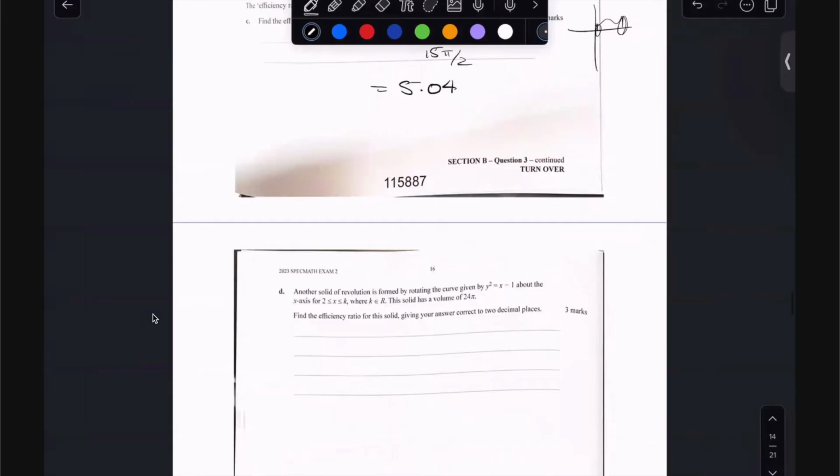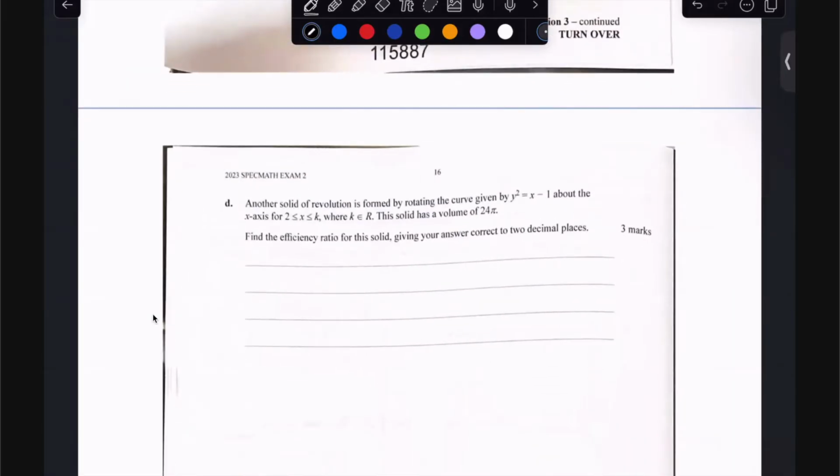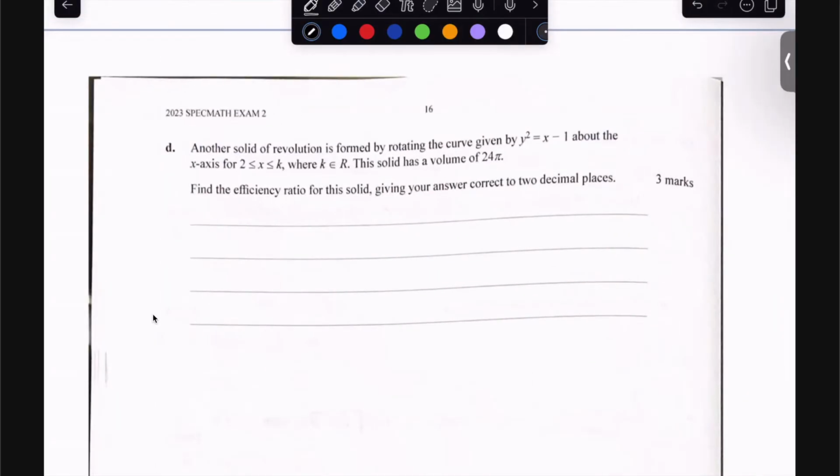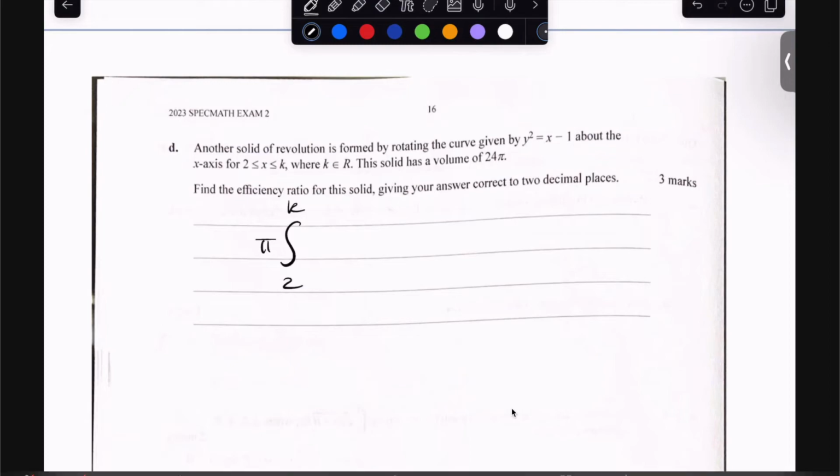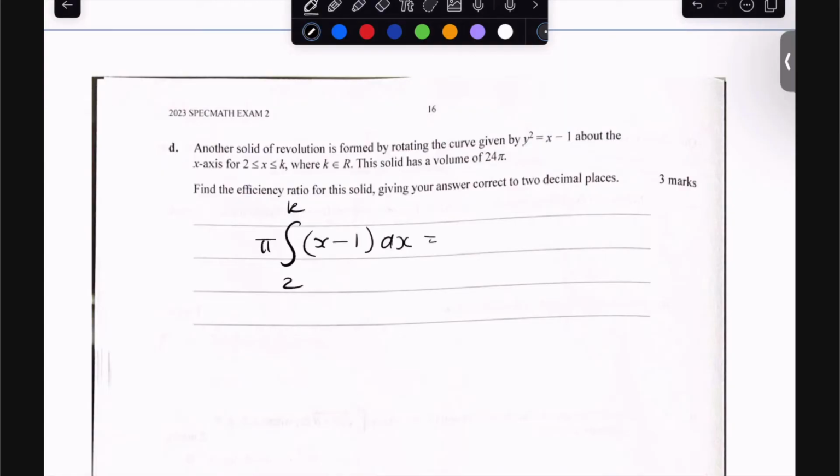Another solid of revolution is formed by rotating the curve given by that about the x-axis for x from 2 to k, where k is an element of the reals. The solid has a volume of 24 pi. Find the efficiency ratio. I feel like they're just asking this question for the sake of it. Okay. So the volume, pi times the integral from 2 to k of y squared dx, so x minus 1 dx, is equal to 24 pi. And that means you need to find k on the CAS.